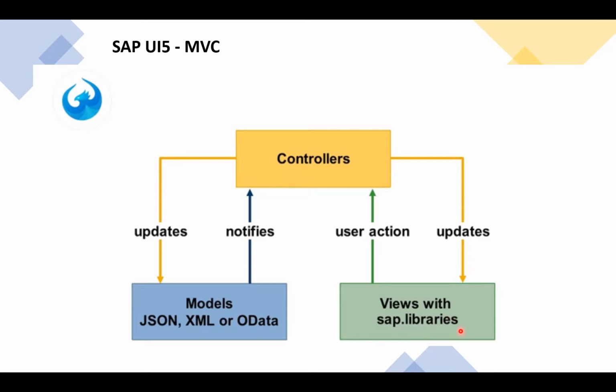And views, here we have XML views, JSON views, and JS views as well. But the recommended views are XML views. The XML views play the role of layout here, the view for user interaction. So this is the overall MVC architecture for our UI5 applications.